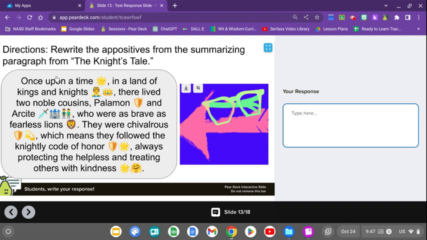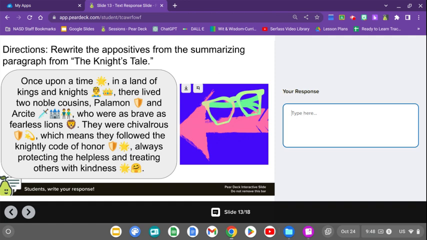Once upon a time, in a land of kings and knights, there lived two noble cousins, Palamon and Arcite, who were as brave as fearless lions. They were chivalrous, which means they followed the knightly code of honor, always protecting the helpless and treating others with kindness. Well, I see a few appositives here, but one that's jumping out at me comes from the first sentence.